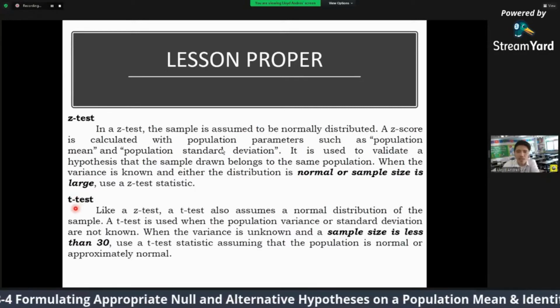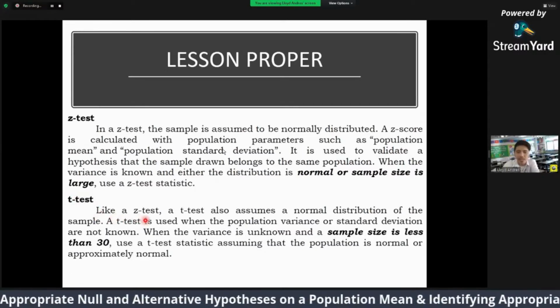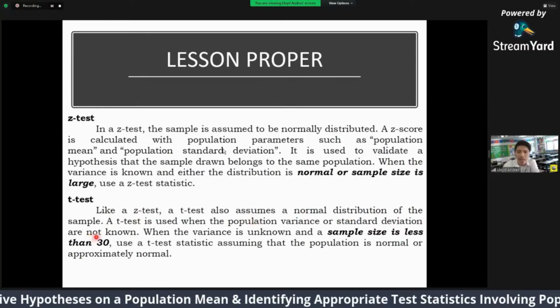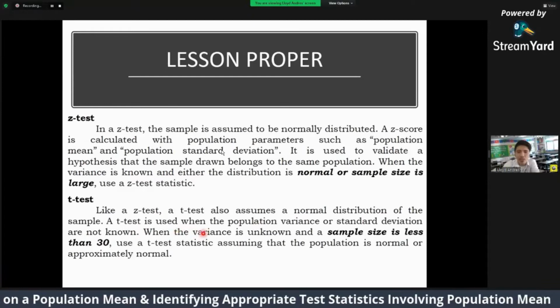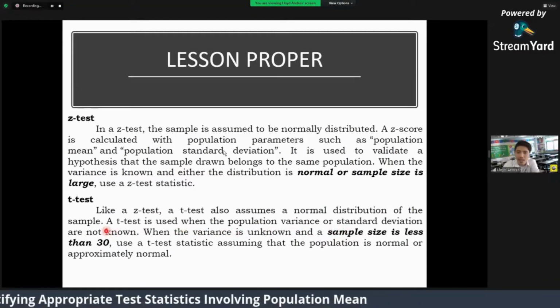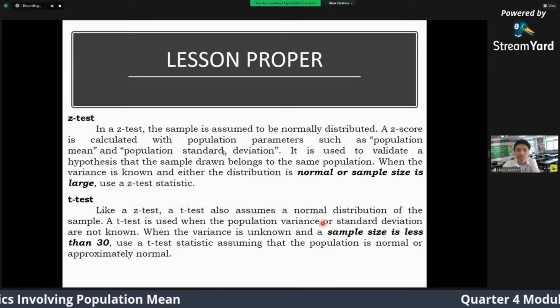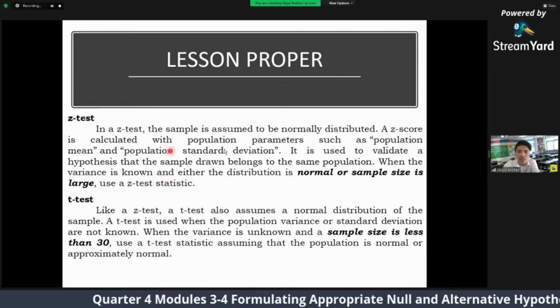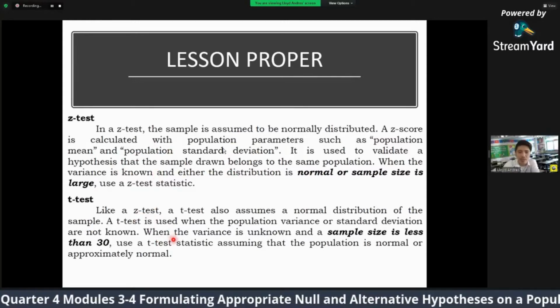While for the t-test, like a z-test, a t-test also assumes normal distribution of the sample. A t-test is used when the population variance or standard deviation is not known. So sa z-test, known si standard deviation sa population. Sa t-test, unknown siya.